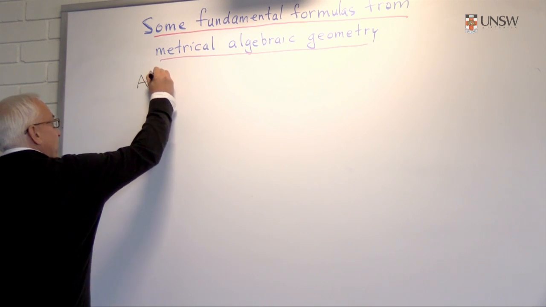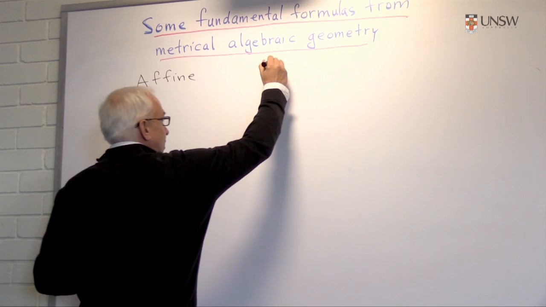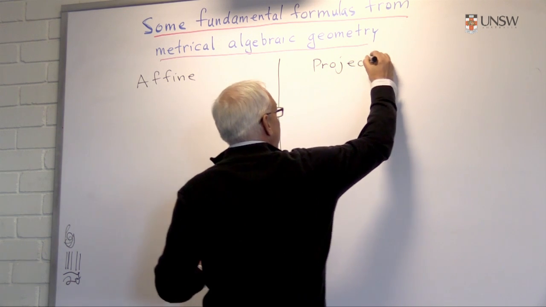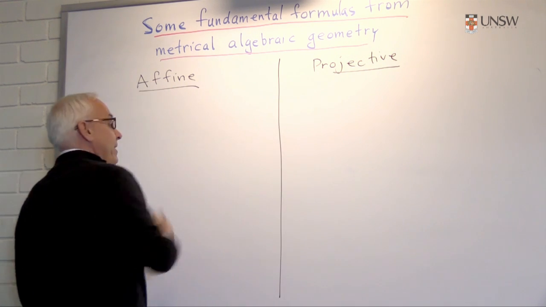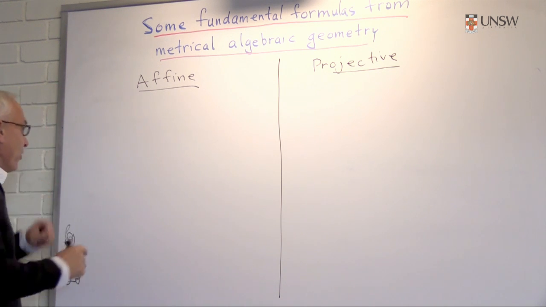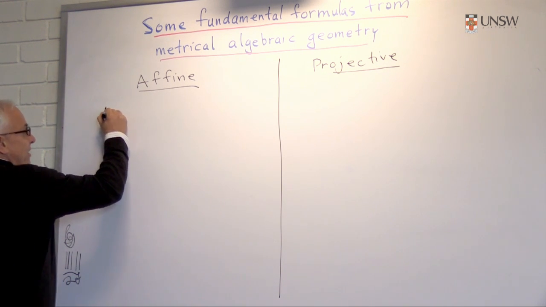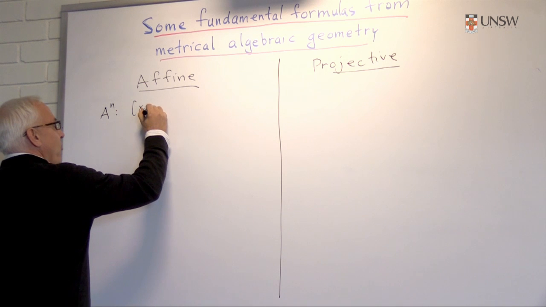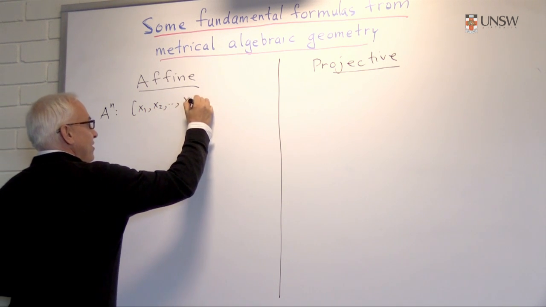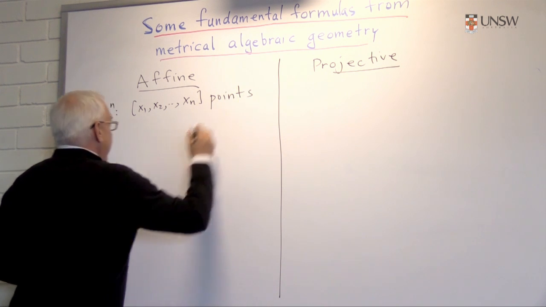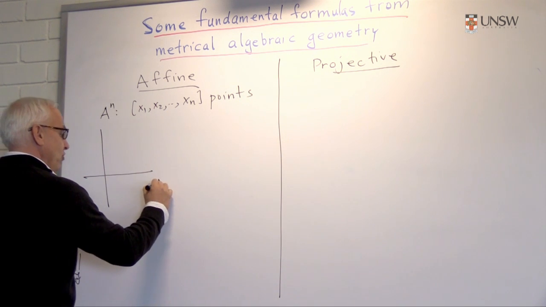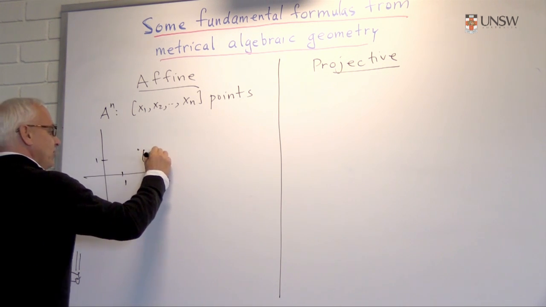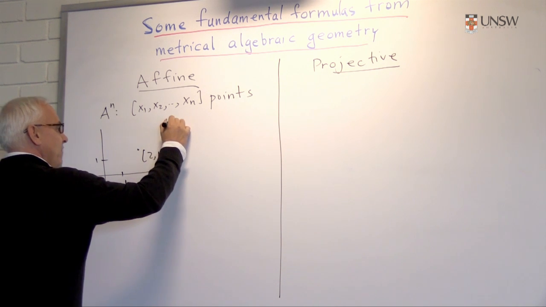And for our purposes, we're going to think of the subject as being divided into two halves, the affine and the projective views of algebraic geometry. So the affine view, the main objects, affine n-dimensional space, where we have points of the form [x1, x2, up to xn]. So those are our basic points. And for example, A2, the usual plane with some point [2, 1] perhaps, another point [4, 3], and so on.